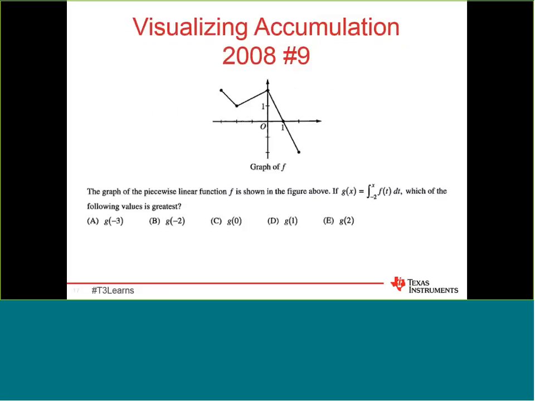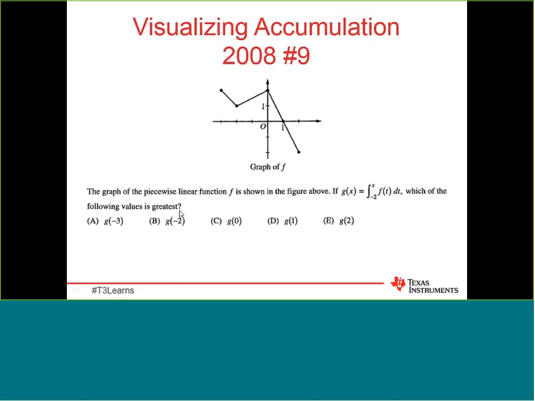Another question is from 2008. This is a piecewise function. f is shown above in the figure, and we are told that we have function g of x equals the integral from -2 to x of f of t dt. Which of the following values is greatest? So our function g is accumulating from -2 to some variable x.